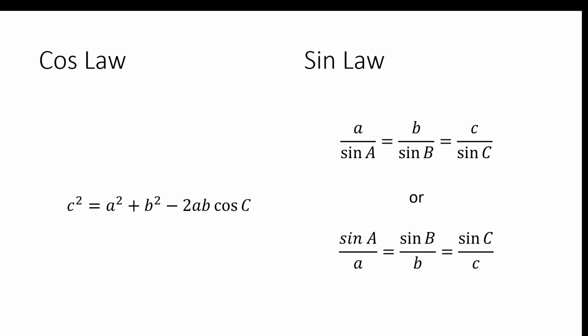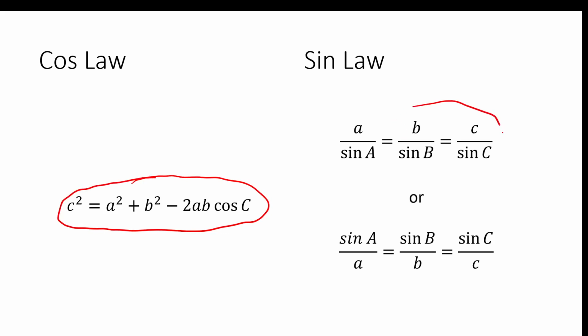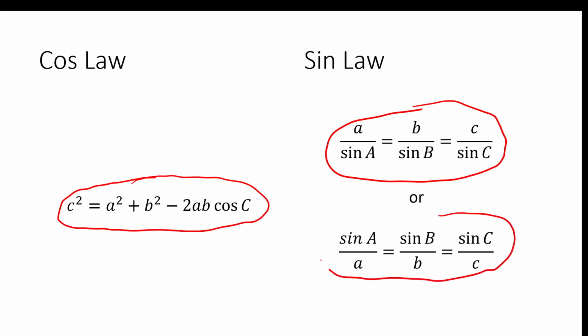The cosine law reads c squared equals a squared plus b squared minus 2ab cos C. And the sine law reads that a over the sine of A equals b over the sine of B equals c over the sine of C. Or if you prefer, sine A over a equals sine B over b equals sine C over c.